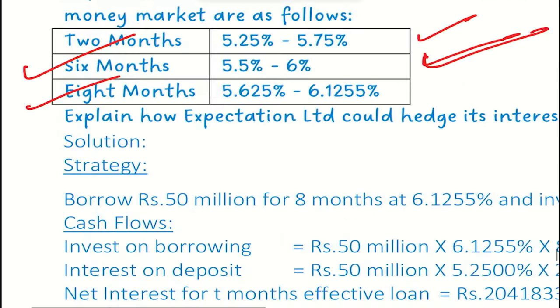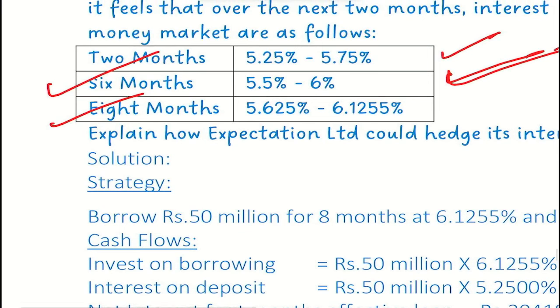Explain this, 8 months. It is a rate quoted today for a borrowing made today for a period of 8 months. These are all spot rates, for 2 months, 6 months and 8 months borrowing made today. We are asking to give a rate today, na? After 2 months. That means we want a rate today to prevail after 2 months.